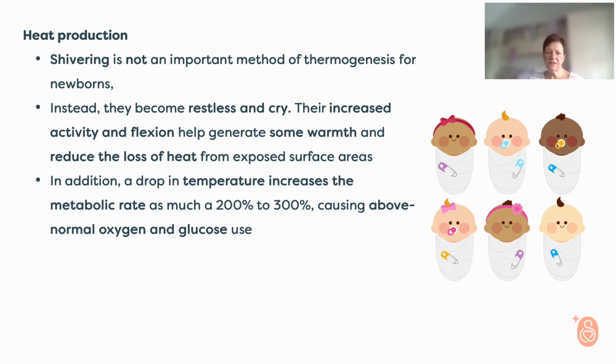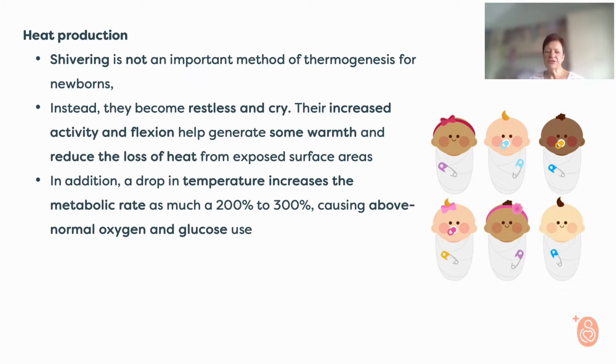Now, we've said that babies lose heat very easily, but it's also very difficult for them to produce heat. They can shiver very little, so this is not really a way for them to generate heat. Instead, they become restless and they cry, and that increases their body activity, which generates some heat. And the fact that they're in a more flexed position helps to expose less surface area so that they lose less heat.